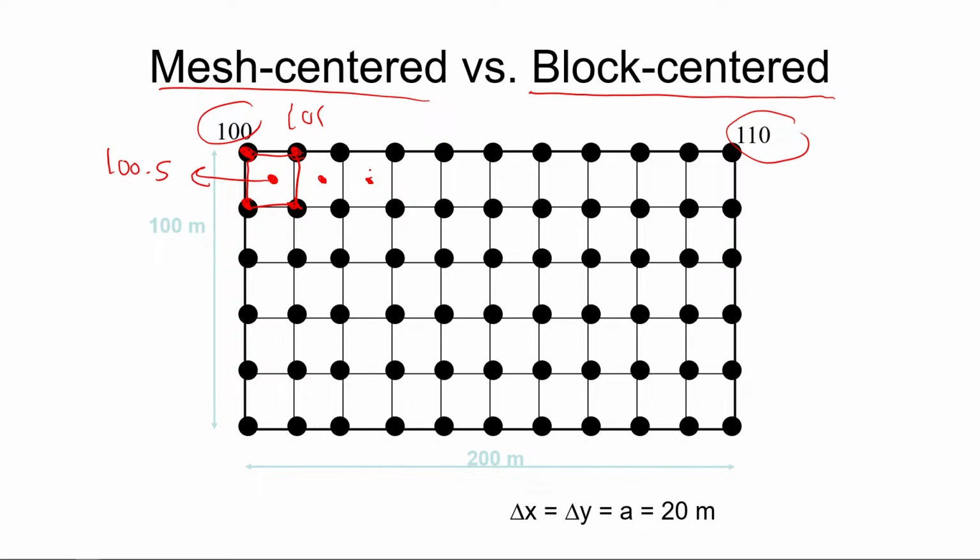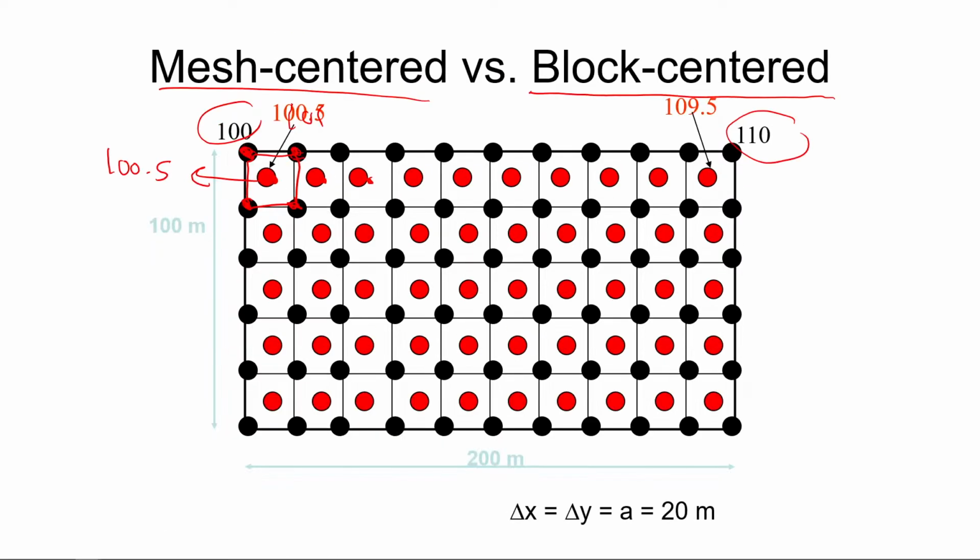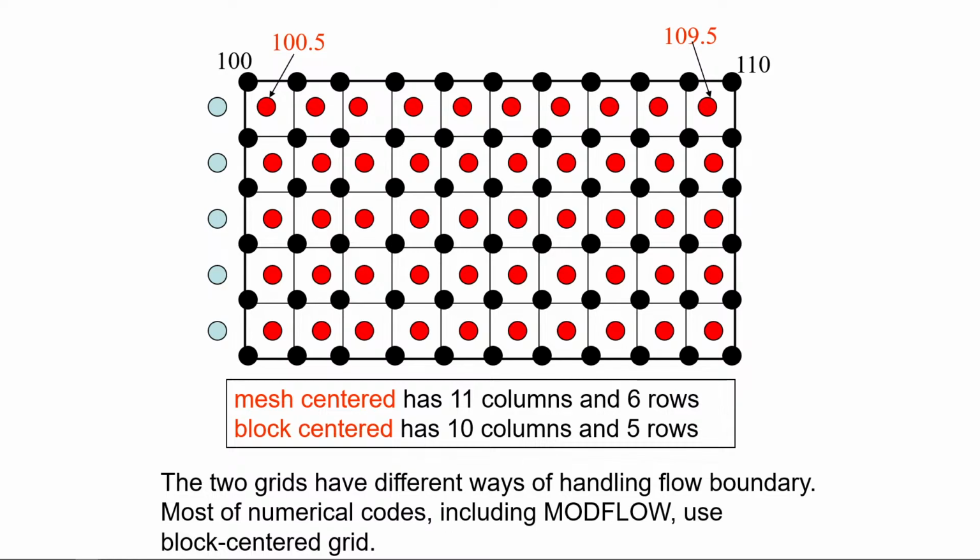MODFLOW, for example, uses a block centered scheme. So if I use a block centered scheme, how many cells will I have? Here is my delta y, here is my delta y, and here is my delta y. So I have 1, 2, 3, 4, 5, 6, 7, 8, 9, 10. If it is mesh centered, it will have 11 columns. If it's block centered, it will have 10 columns. MODFLOW uses block centered.